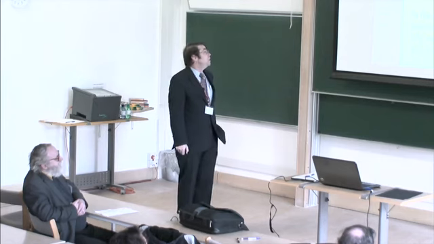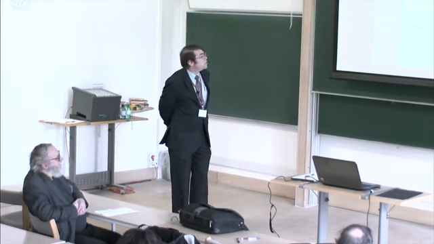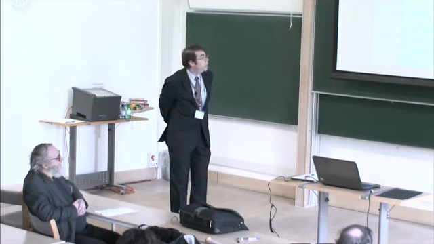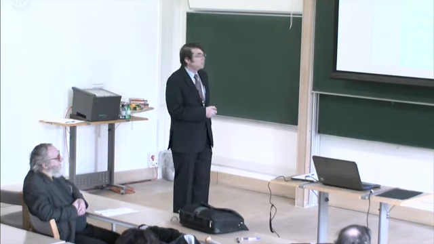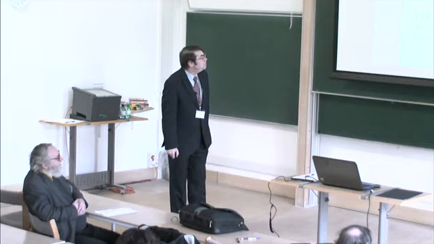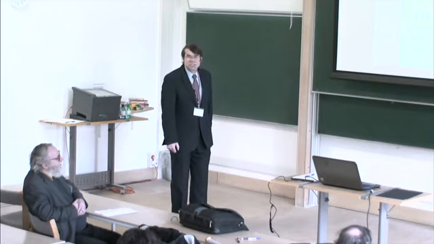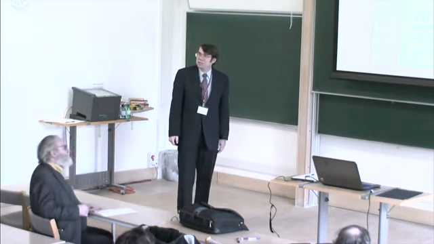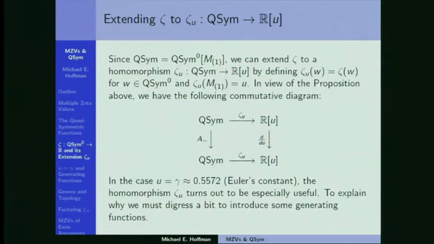Now, if you want to actually get a map to the reals, you can of course send u wherever you like, but it turns out there's a particularly nice choice. You can send it to Euler's constant, and this is a nice choice for reasons that involve some generating functions, which I'm about to introduce.